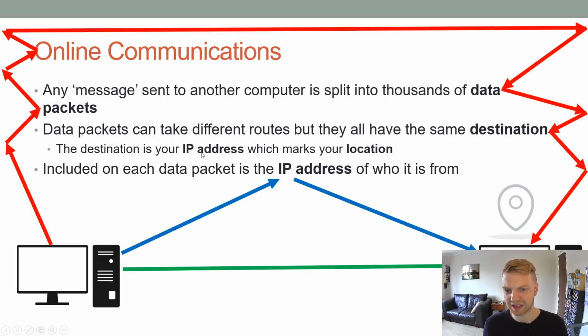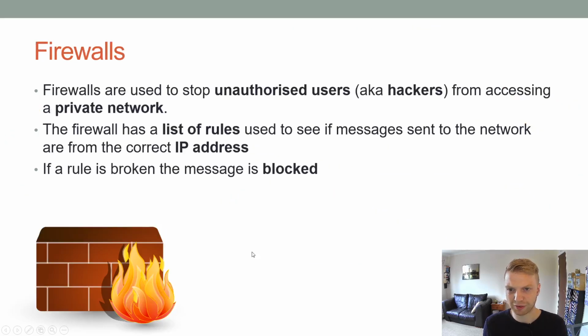Their destination is your IP address, which marks where you are at that moment. Also included on the data packet is the IP address of who it is from, so you know if it's from a trusted person. So if you try to download something, that place will have its own IP address and it will be trusted. Now, the trust comes in when we're talking about firewalls.